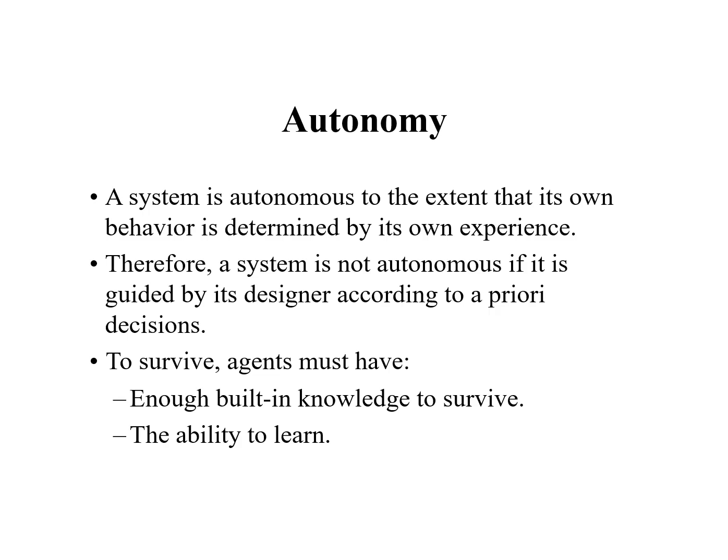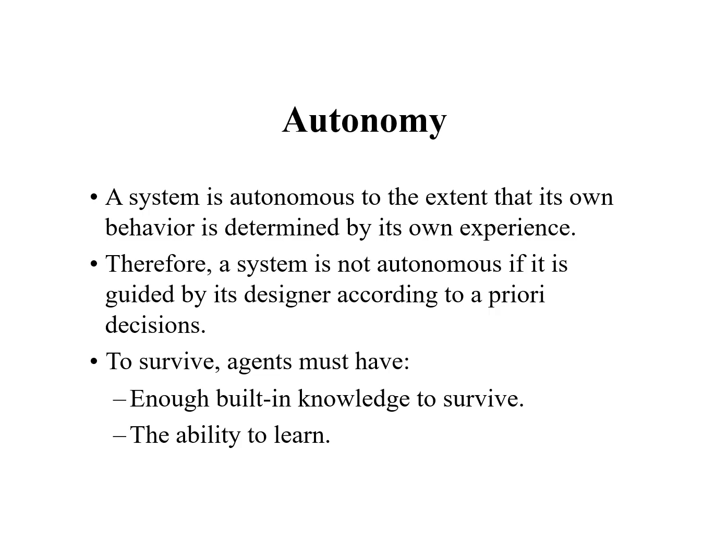Therefore, a system is not autonomous if it is guided by its designer according to a priori decisions. That is, if a designer already set up a code through which the system is working, it is not autonomy. The system or the intelligent agent has not acquired autonomy.